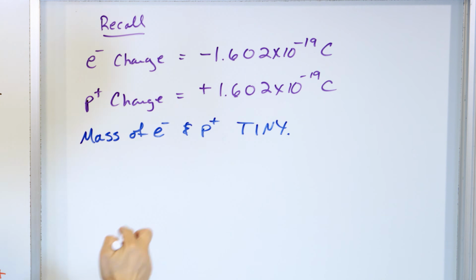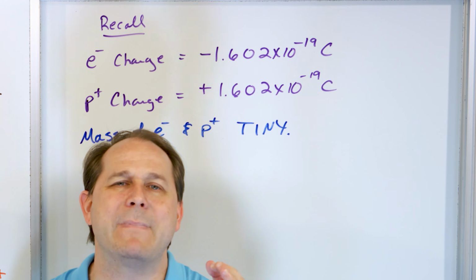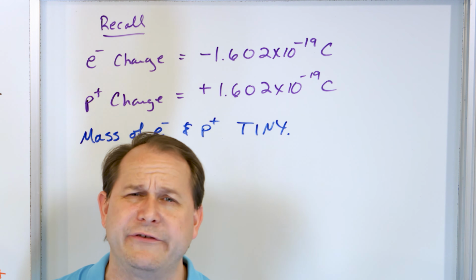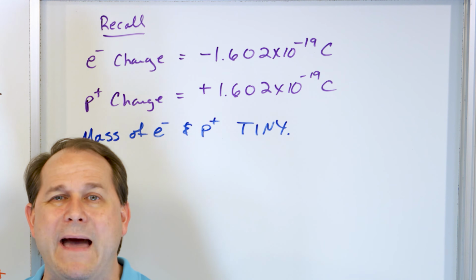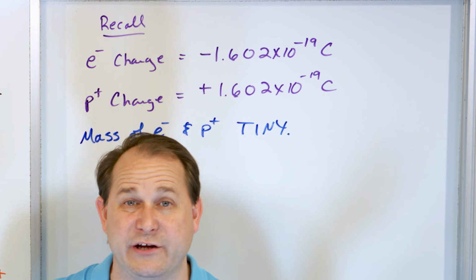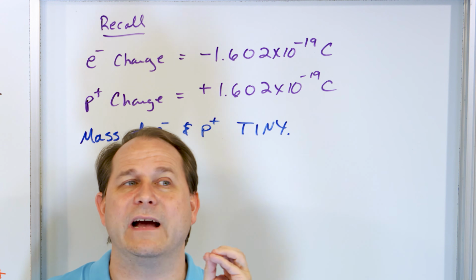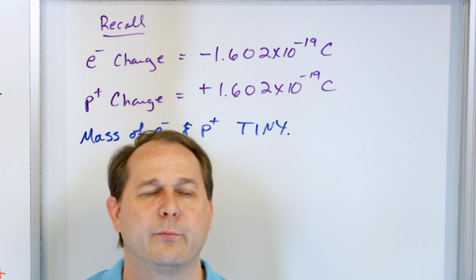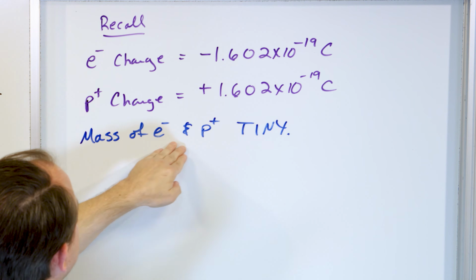Now, the masses of electrons and protons are tiny. So tiny, I'm not even going to write them on the board. The mass of an electron is something like 10 to the minus 31 kilograms. In chemistry, we don't usually use grams and kilograms. We have a new unit called the atomic mass unit, and that's what we're going to use to talk about the masses of electrons and protons.